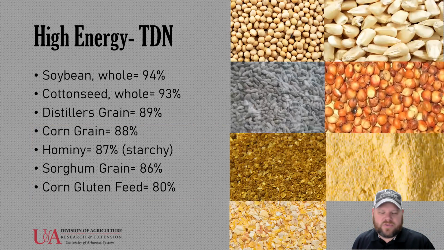Okay. High energy TDN type products. So these are things that are going to give us a lot of energy. For example, a stocker calf may need a little more of that energy. A cow in gestation, not quite as much. Lactation, she's going to need some more energy. So we have in here, these pictures are in order as they're listed. So soybeans, whole soybeans, cottonseed. Again, that's whole cottonseed, distiller grains, corn grain, which is probably not whole corn, but has been either chopped or something like that. Hominy, sorghum grain, and corn gluten feed.